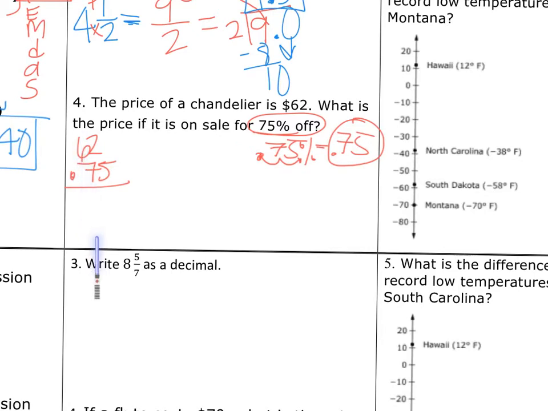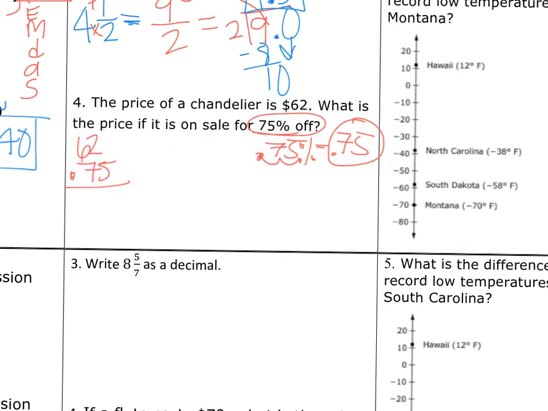So what you calculate here is going to be the discount, but that's not what the question's asking you. The question's not asking you what's 75% off. It's asking you what is the price of the chandelier if it's 75% off. So it's not asking you for the discount. We need to find that, but it's not asking you for that. It's asking you for the price of the chandelier after you take the discount. So I'll show you what I'm talking about right now.